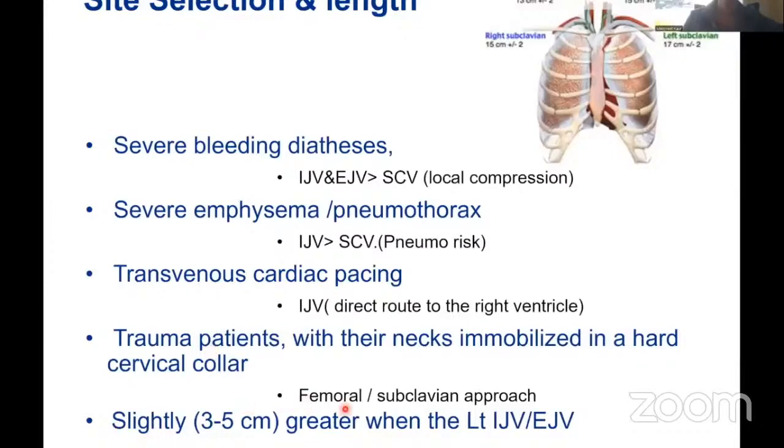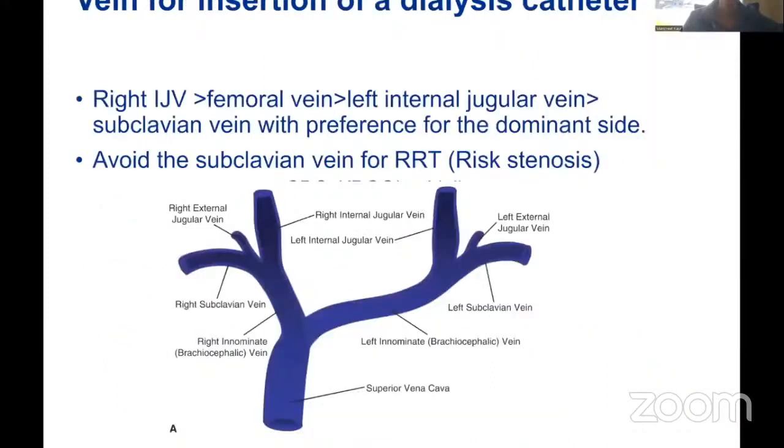And we always need larger depth when we talk about either EJV or left-sided cannulations. These are the depths which are fairly fine, that is around 13 to 15 centimeter for the insertion. Left-sided would need definitely longer lengths.